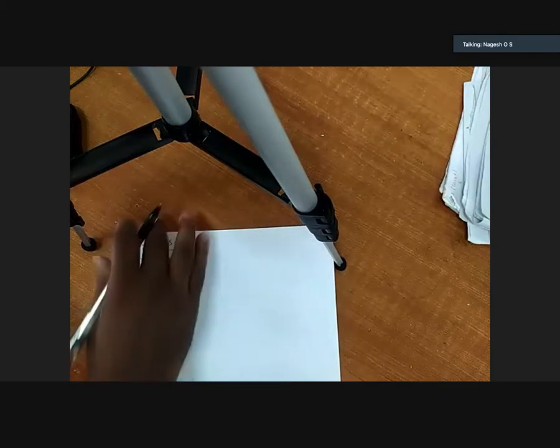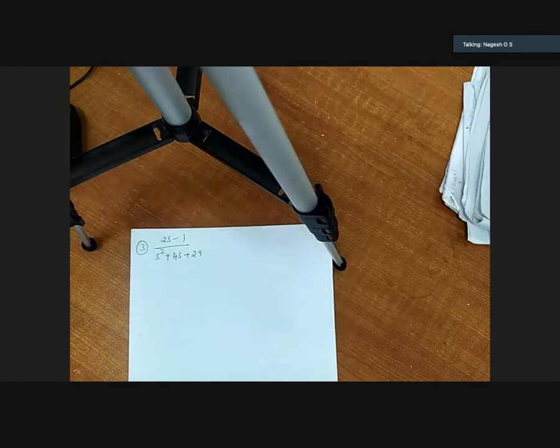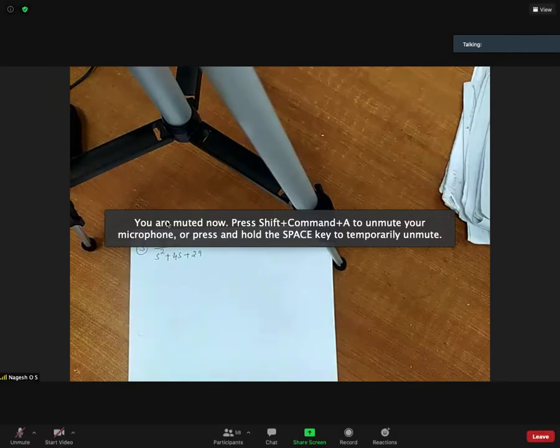First thing, we need to express this denominator as a whole square. So light is reflecting. Wait, I will just switch off the light.